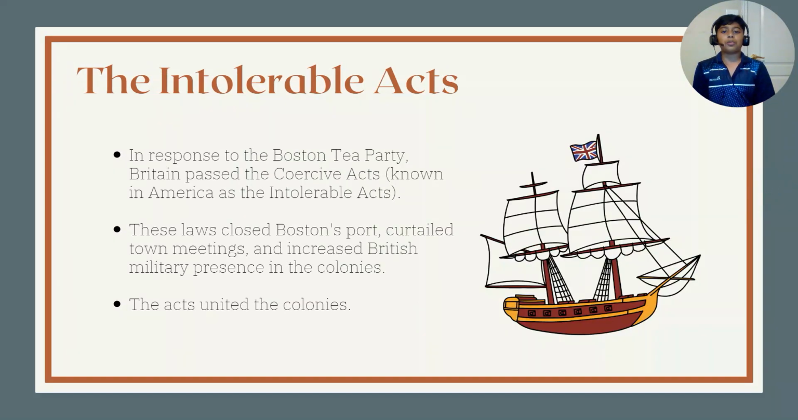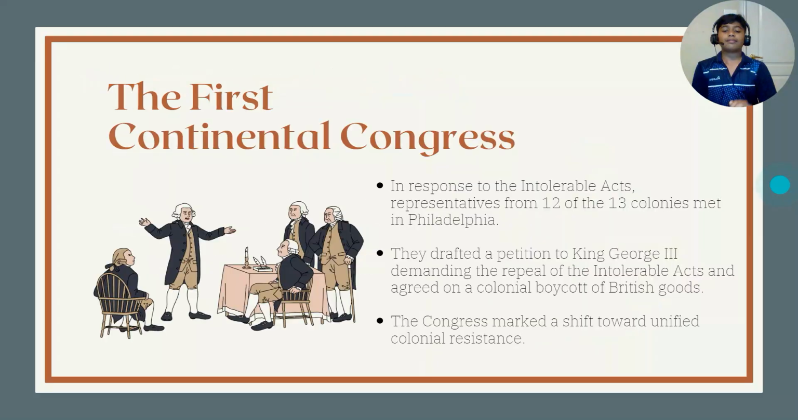The Intolerable Acts. In response to the Boston Tea Party, Britain passed the Coercive Acts, known in America as the Intolerable Acts. These laws closed Boston's port, curtailed town meetings, and increased the British military presence in the colonies. And the acts united the colonies.